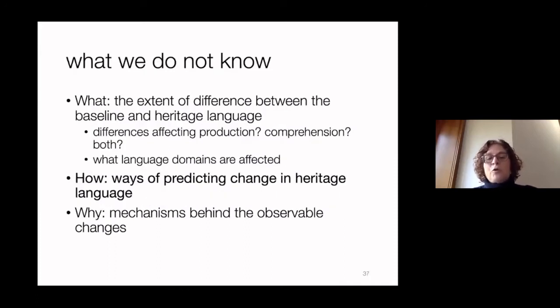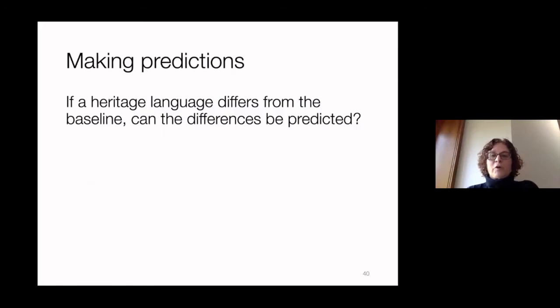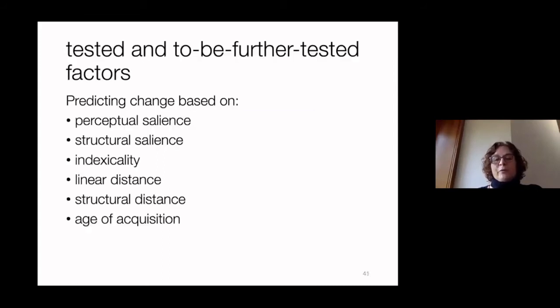And so now I go to my bigger question of the day, which I would have gotten to faster if not for the hackers. And that is the question of how can we actually predict change in heritage language? So I'm going to look at several factors here. And what we're going to do is just look at some examples for each factor. And then at the end, I'll try to wrap it all together. So if a heritage language does differ from the baseline, which seems to be obvious, can we predict the way in which it will differ from the baseline?